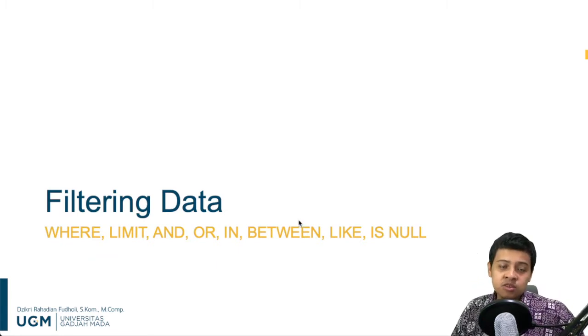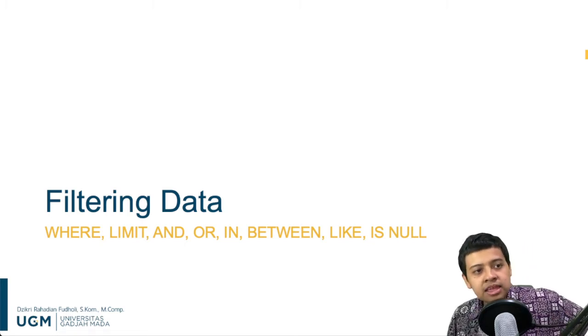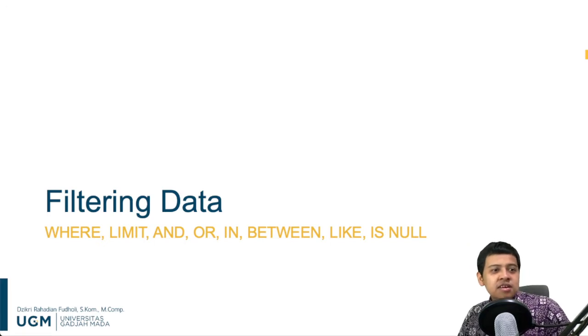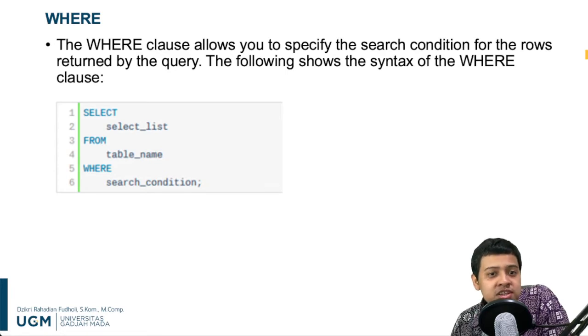The second one that we are going to discuss in this video is about filtering data. There are a lot of statements here: WHERE, LIMIT, AND, OR, IN, BETWEEN, LIKE, IS NULL. So let's work with the WHERE clause first. The WHERE clause allows you to specify a search condition, some condition for the rows to be returned by the query. So you want to select certain rows that follow a certain condition, and then we're going to use this WHERE statement.